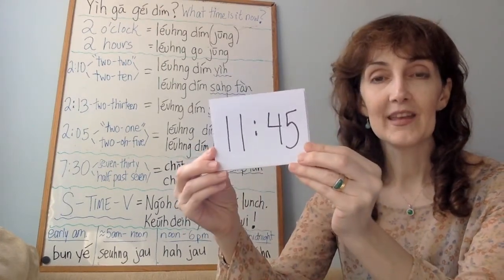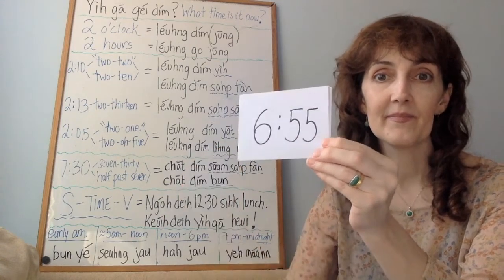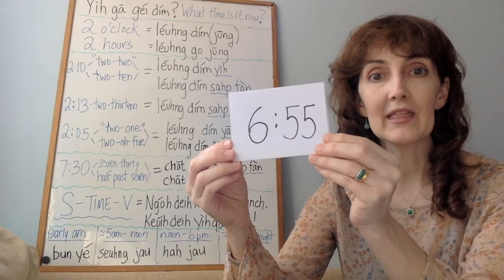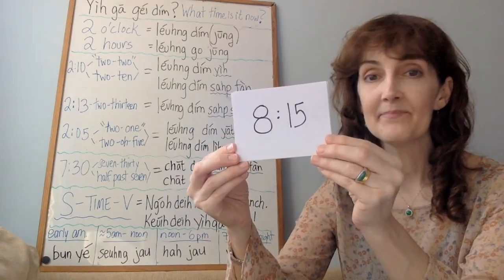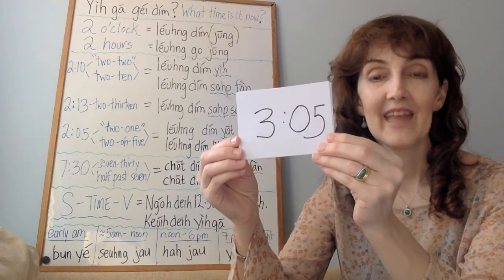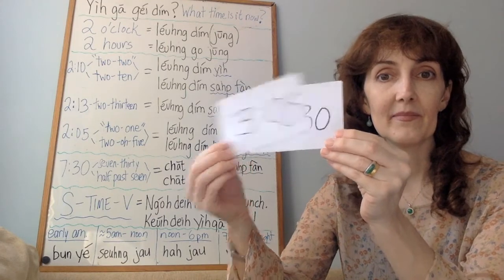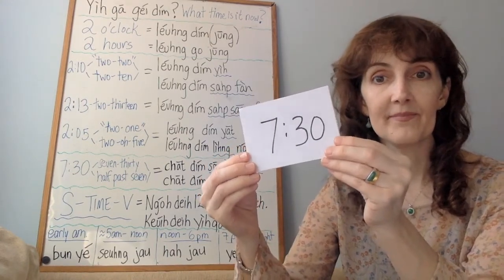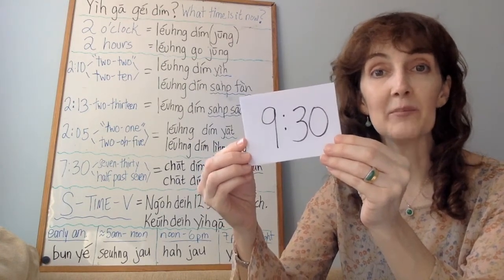Okay. This one, 11:09, 11:09 or 11:45分. 6:11, 6:11 or 6:55分. 8:3, 8:3 or 8:15分. 3:05分, 3:05 or 3:1. 7:30 or 7:30. 9:30 or 9:30.